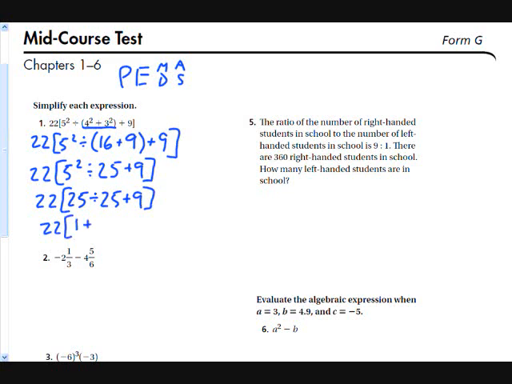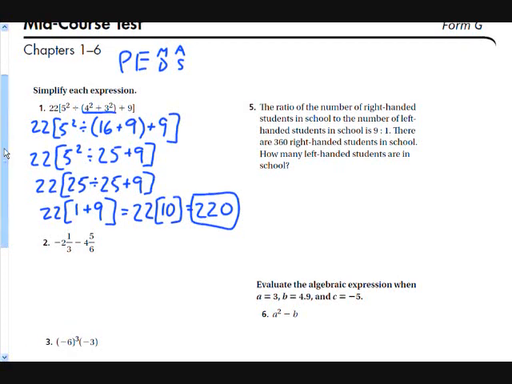And now the last thing left to do inside the brackets is the addition. So I'm going to add those together. That gives me a 10. And then I do the multiplication that's left, which is 220. That's it. So again, order of operations: parentheses, exponents, multiplication and division, addition and subtraction.